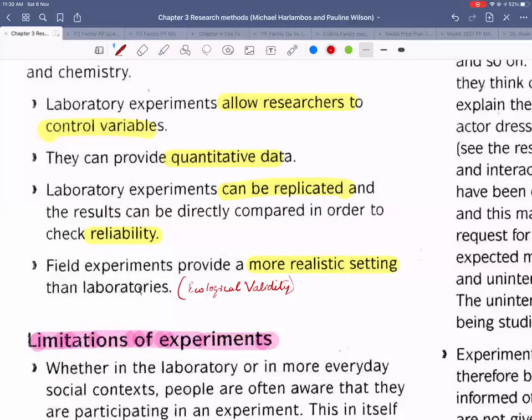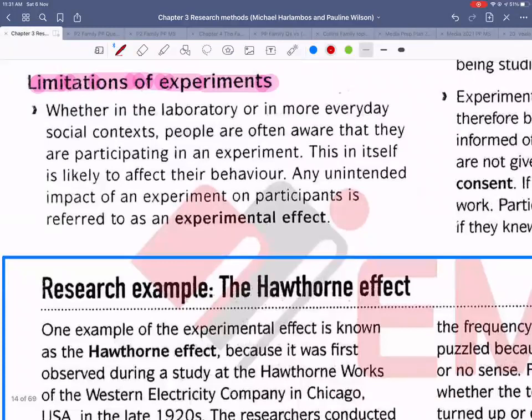Let's move on towards the limitations of this. Whether in the laboratory or in more everyday social contexts, people are often aware that they're participating. Now, when you're aware that a research is being conducted on you, the likelihood of you altering your behavior or not behaving in your normal manner would be more. It's pretty common sense, right? If you know your behavior is being studied, you wouldn't really behave in your natural manner. Clear? That they're participating in an experiment is in itself likely to affect their behavior.